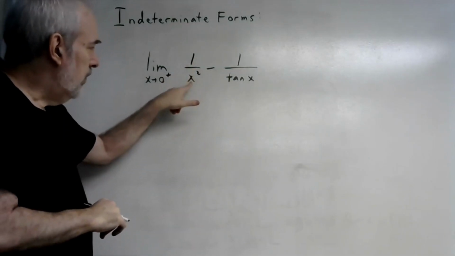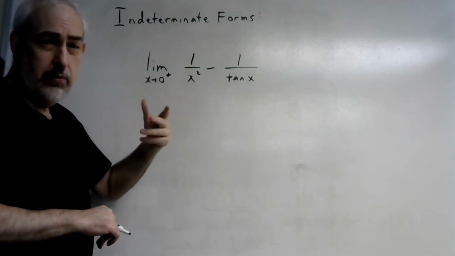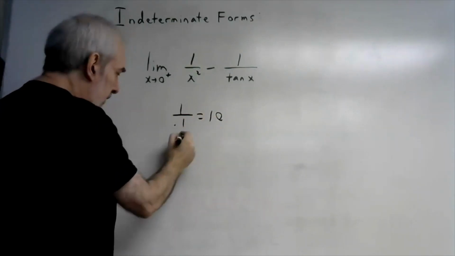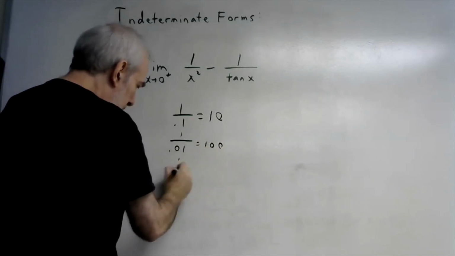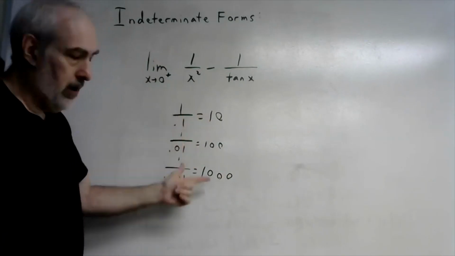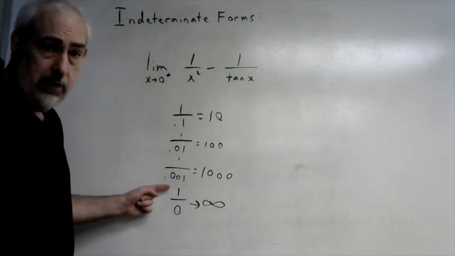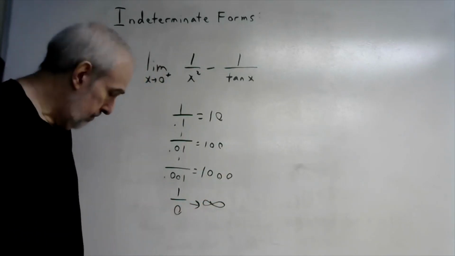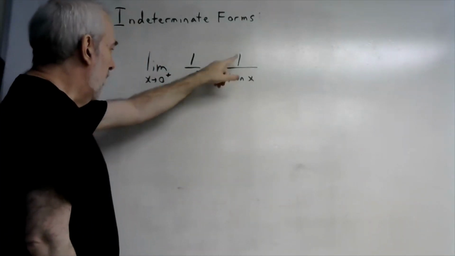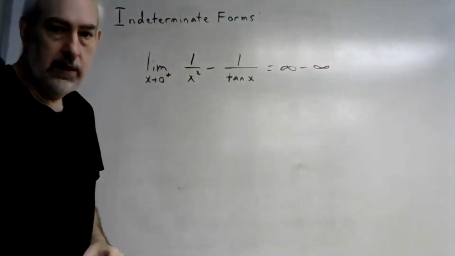Okay, 1 over 0. So whenever you have a constant over something that approaches 0, that approaches infinity. Like, see, 1 over 0.1 is 10, 1 over 0.01 is 100. And as your denominator gets smaller and smaller, your fraction gets larger and larger. Therefore, whenever you have a constant over 0, that's going to go to infinity. Okay, so that's going to infinity. And this is also going to 1 over 0, so that goes to infinity. So we have infinity minus infinity.